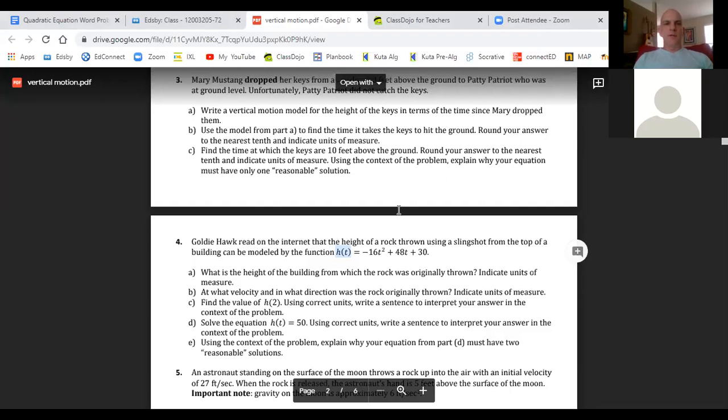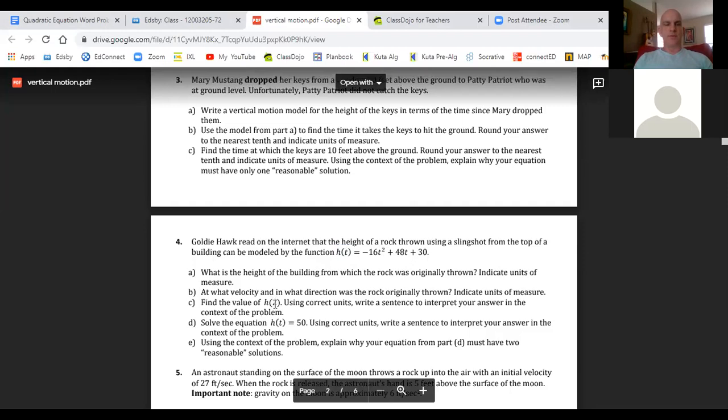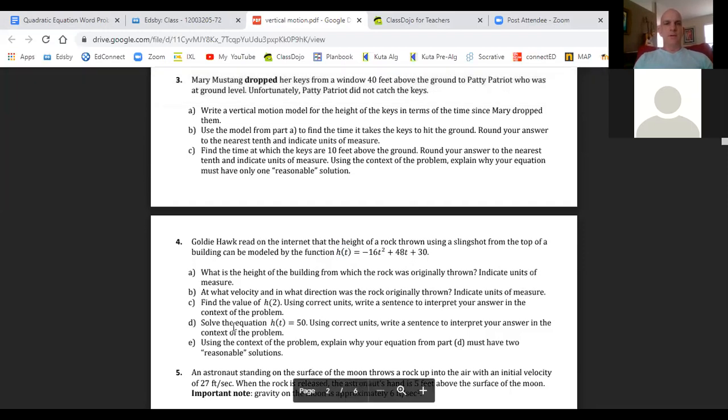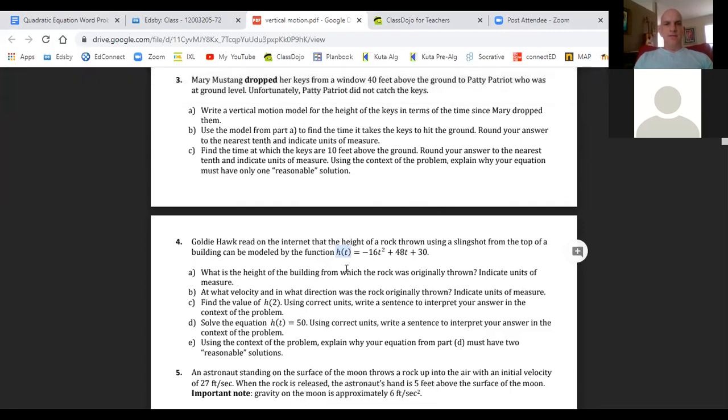For example, in part C where it says h of 2, that means what is the height at 2 seconds. The t is replaced with 2, so that means 2 seconds. On part D where it says h of t equals 50, you're just going to replace the h of t in that equation with 50 and then solve the equation. So A is asking you some things about this equation that we should be able to identify based off of what's there.